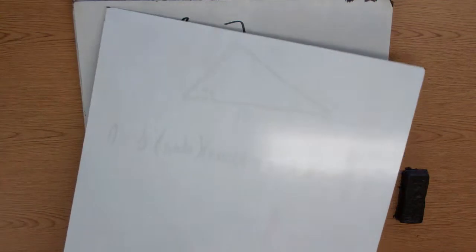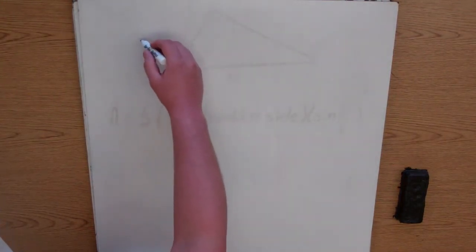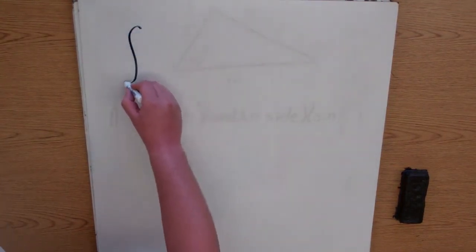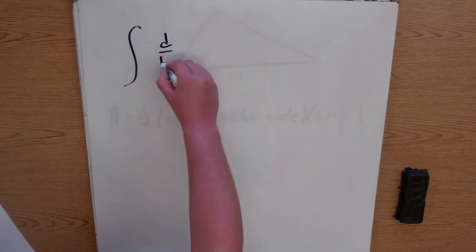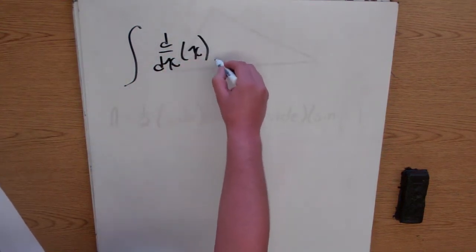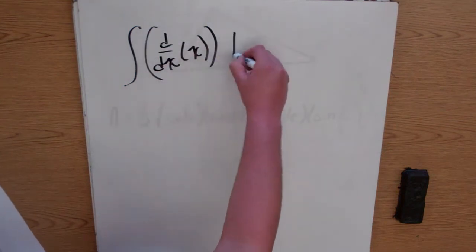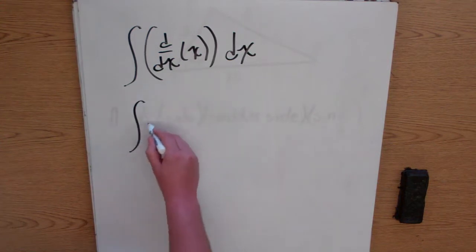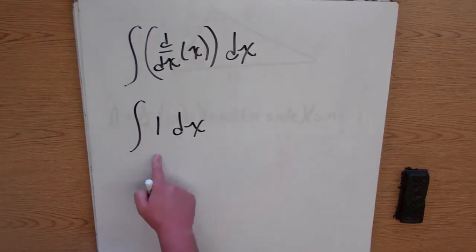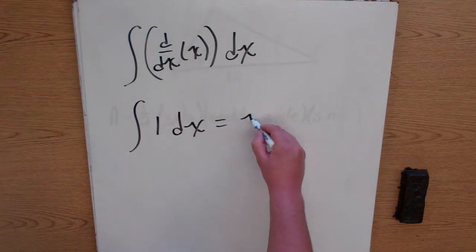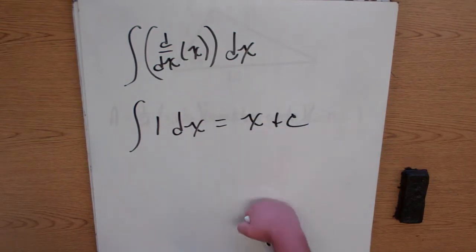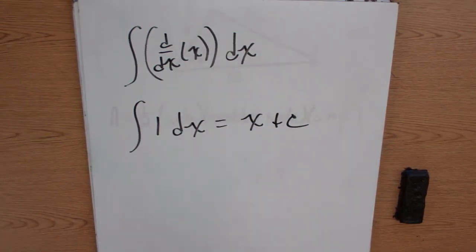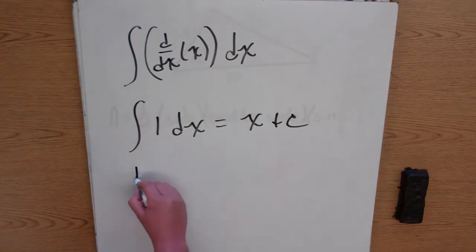Now, let's use a problem that has some numbers in it. Let's look at it backwards. The integral of the derivative of x dx. What's that going to equal? Well, the derivative of x is 1 dx. So now the antiderivative of this is x, of course, plus c. Because you can't forget your plus c.